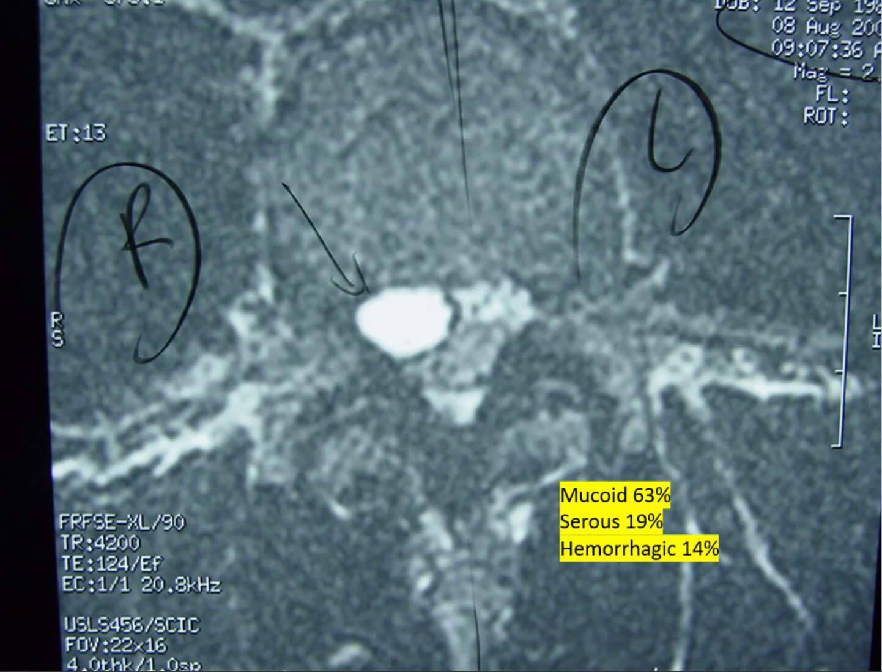Yeah, it was more heterogeneous, wasn't it? It looked more solid. And this one came out in one piece and was like a little ball and was more like a ganglion cyst. I don't think this had synovium in it. So from the review study that I gave everybody from the Yellow Journal, there was an article that showed 63% was mucoid, 19% serous, and 14% hemorrhagic. So this one was a serous cyst.